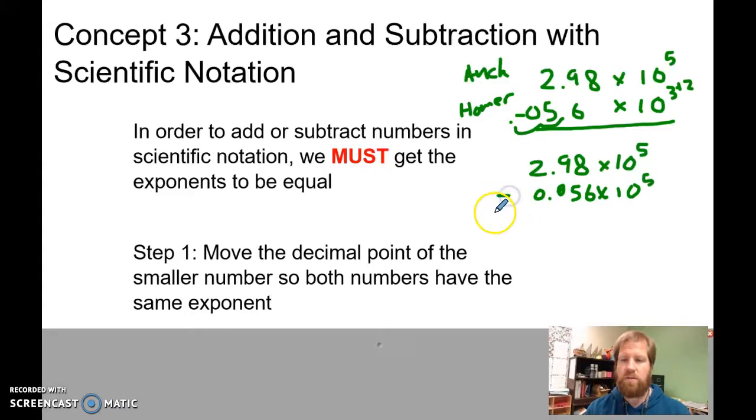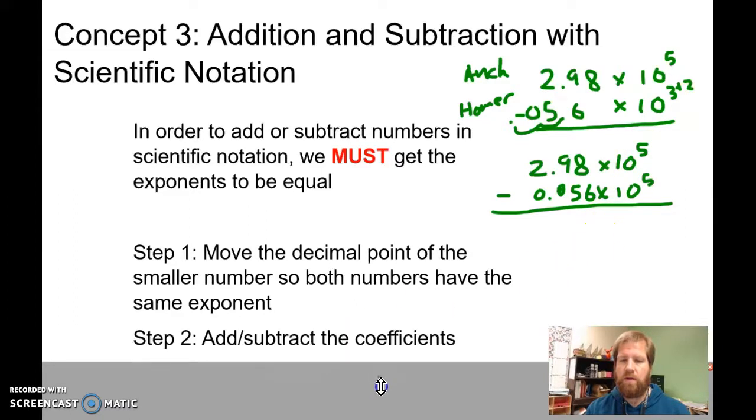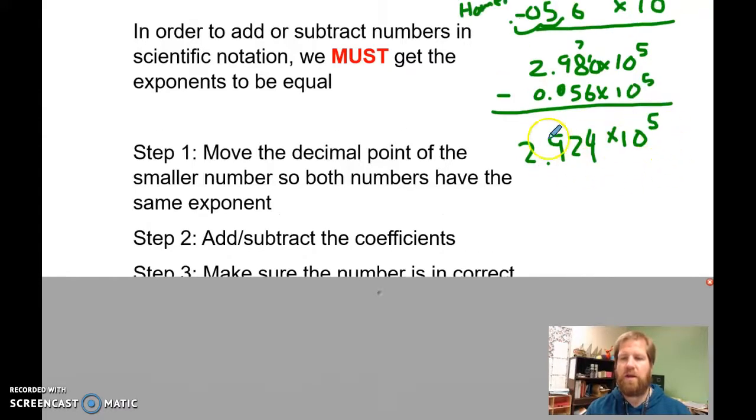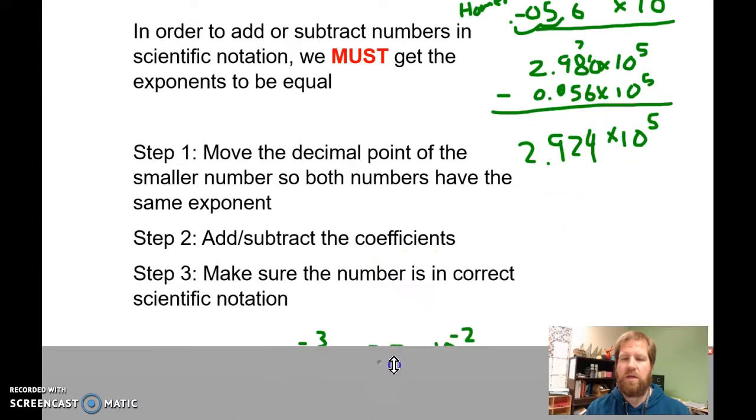Okay, and now we can do our subtraction. These exponents we don't even have to worry about. Those are going to drop down, those are going to be the same. We're going to have 10 to the 5th here. And then we can do our subtraction. We've got a 0 there, so we're going to have to make this a 7, 10. So we've got 10 minus 6 is 4, 7 minus 5 is 2, then we have a 9. So 2.924 times 10 to the 5th. And that is how much larger Anchorage is than Homer.